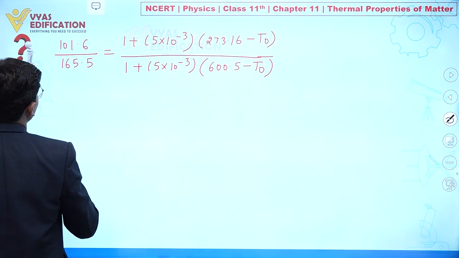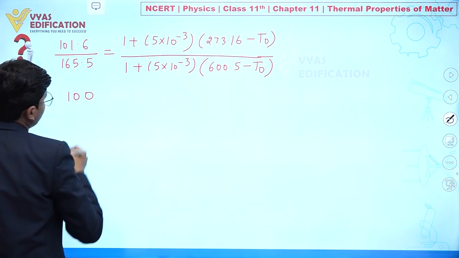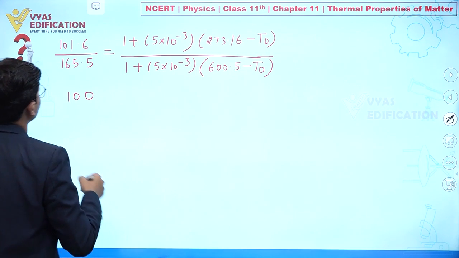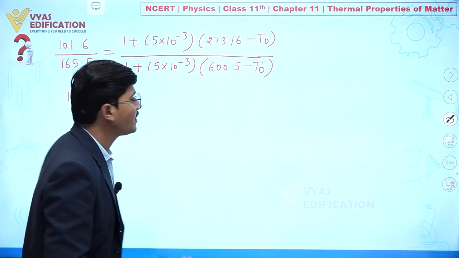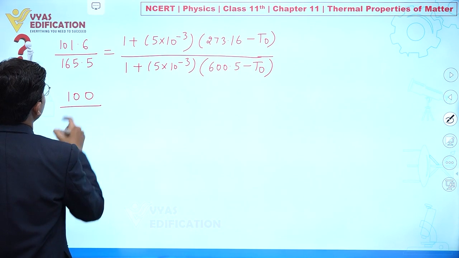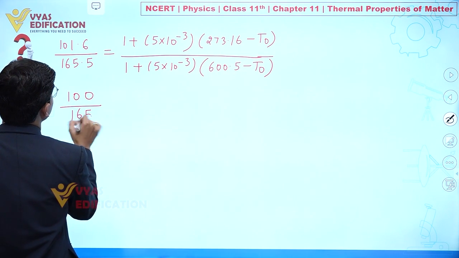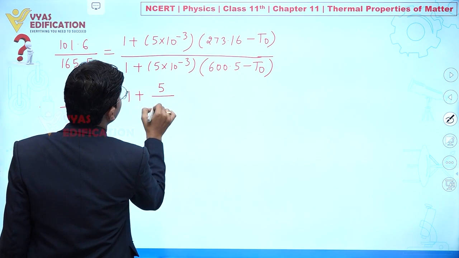Clear? Or you can say, yes, we can write like this, this is 100. Although we know this is not an exact way to solve this problem, but if you want to solve this equation, definitely we have to do some approximation. I am taking this is 100 divided by, and let's suppose I am taking this is 165. Clear? And this is equal to 1 plus 5 by 1000.